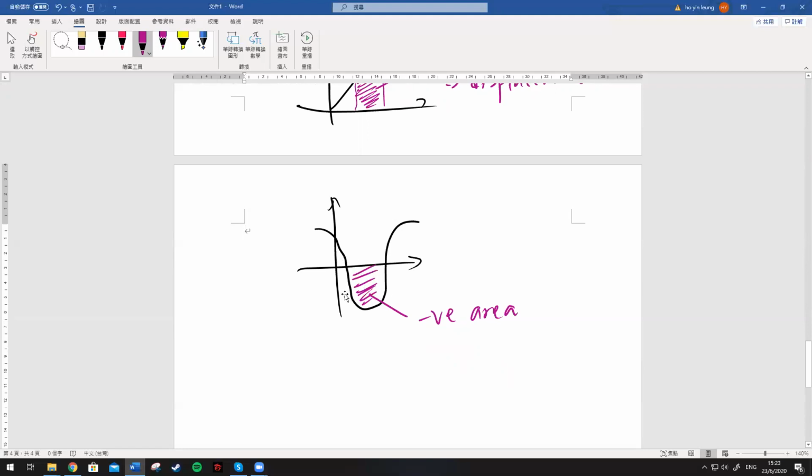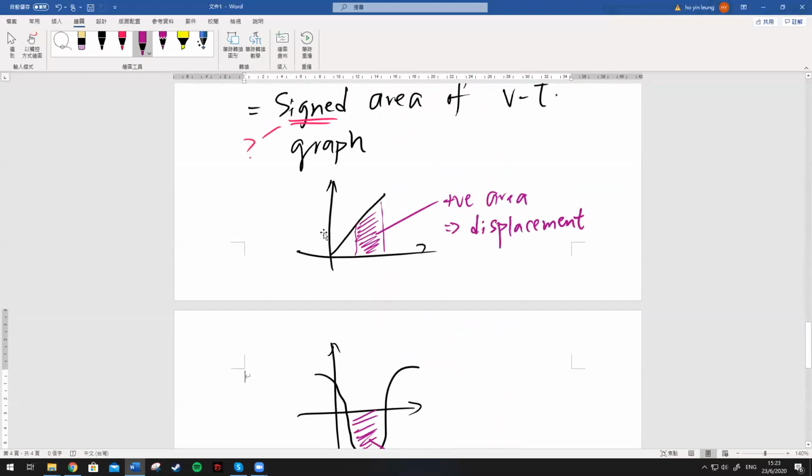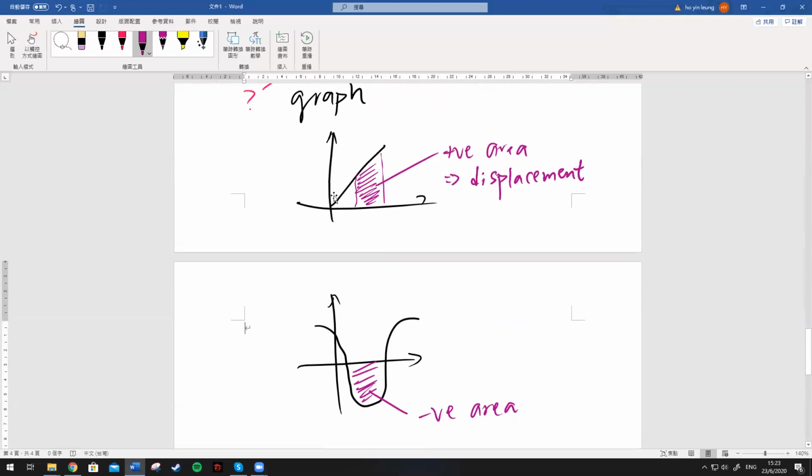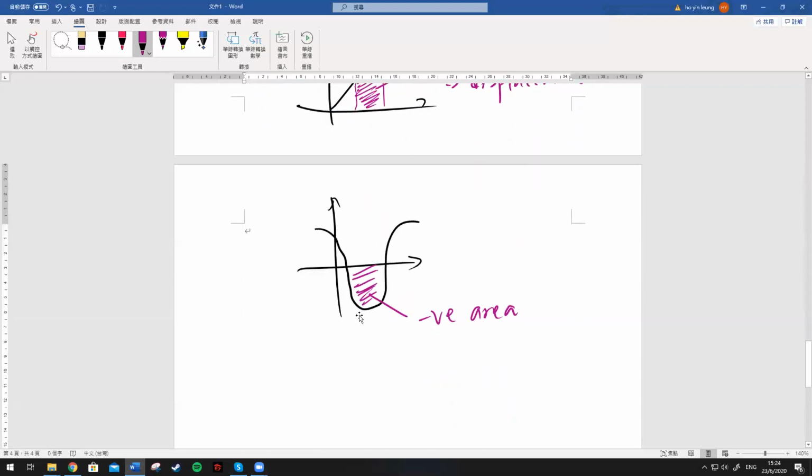And how do you calculate that area? For now this is difficult, because if you have a general curve like this, you will need calculus. So for now we will just look at areas which are not the shape of a curve, for example triangle, trapezium, and so on. Is that okay?